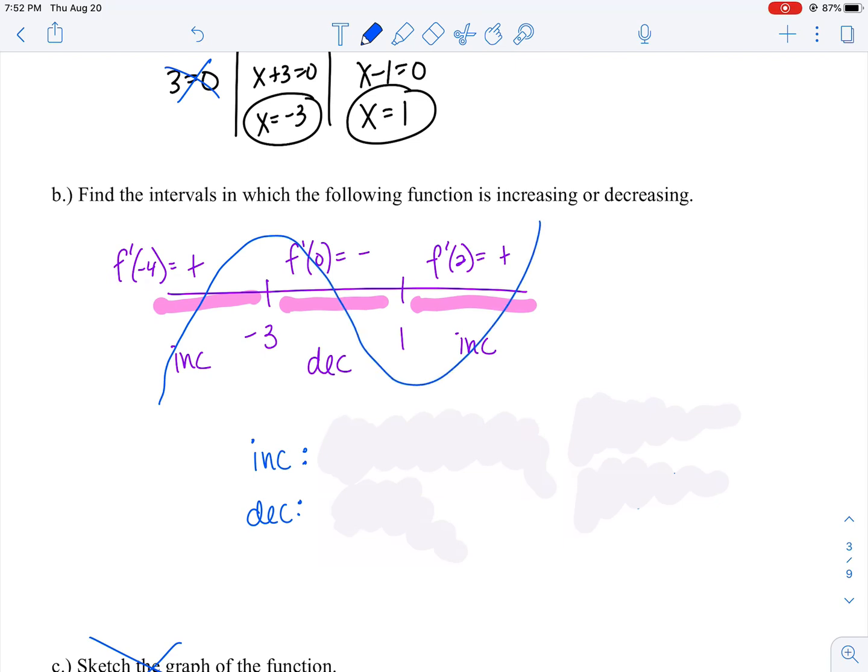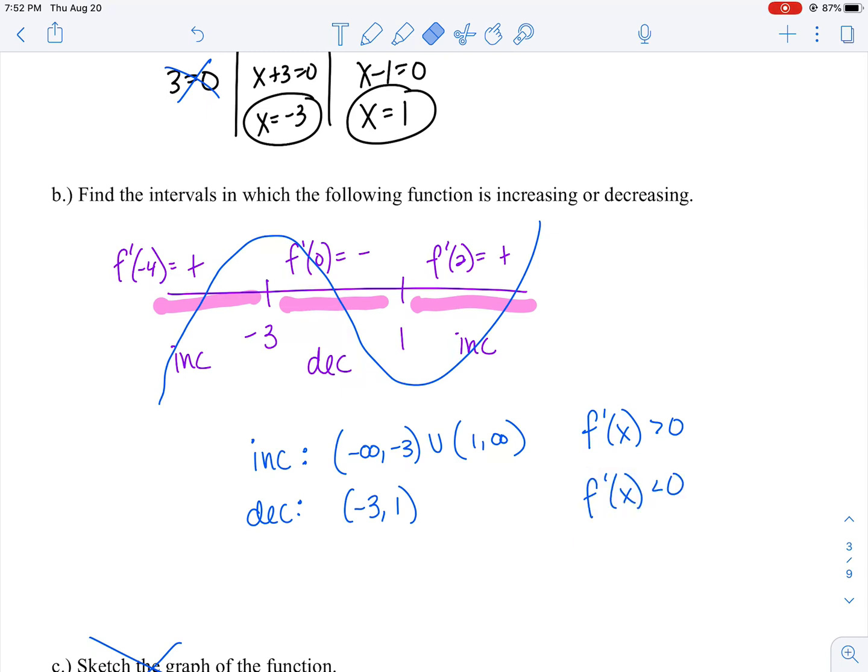Maybe something like this. That's a rough sketch, but it maybe looks something like this. So I can tell you the intervals where it's increasing or decreasing. I know that it's increasing from negative infinity to negative 3, and then again from 1 to infinity, because the derivative is positive. And I know that it's decreasing from negative 3 to 1, because the derivative is negative.